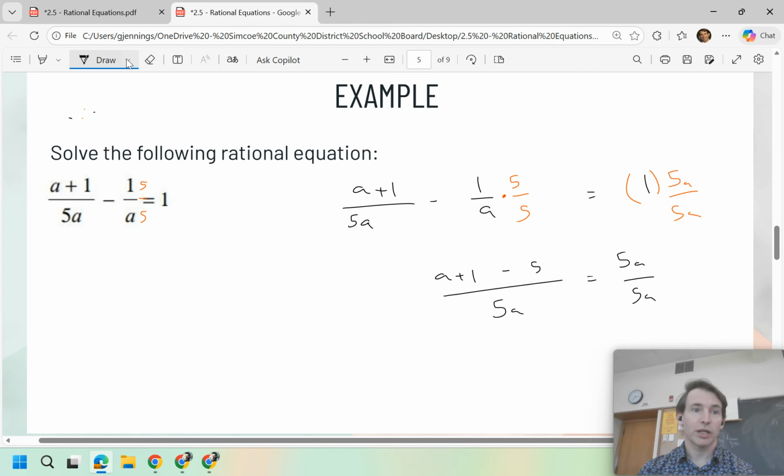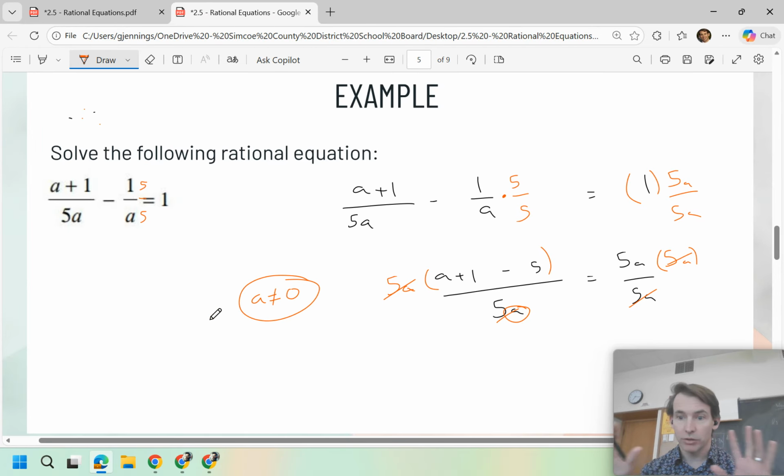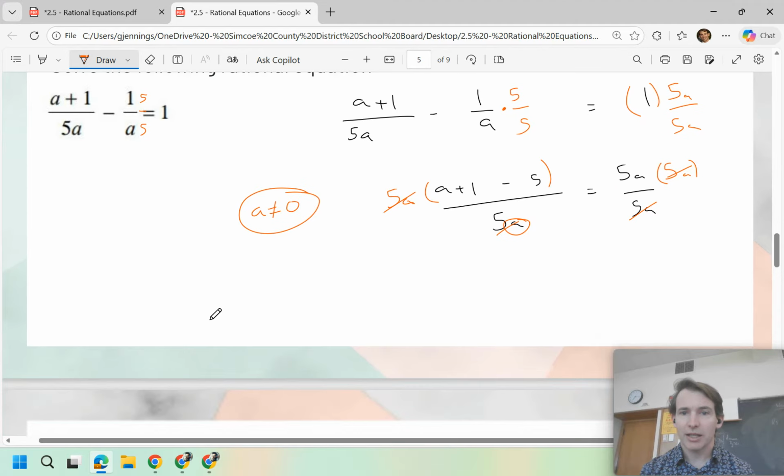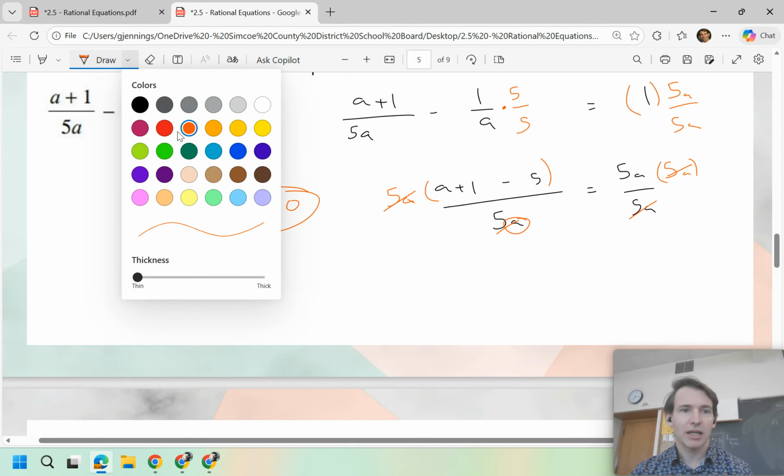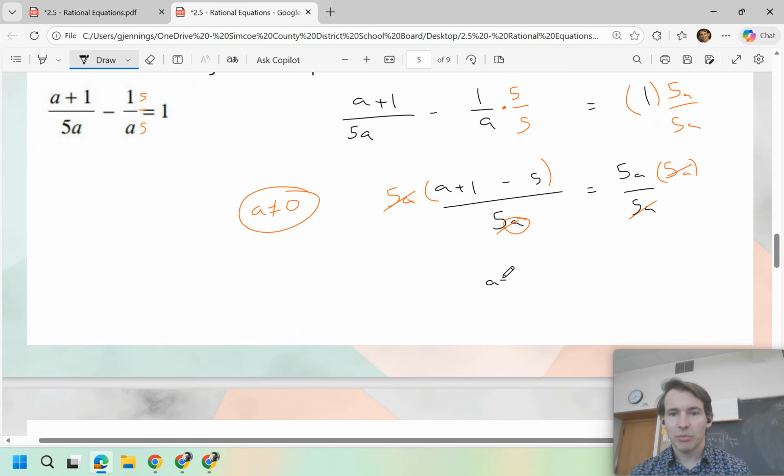Now I can do this cool thing: I can multiply both sides by 5a. Do I get 25a squared there? No. This cancels that, and this cancels that. But when I'm canceling away this a, I need to remember that denominators cannot be 0, so a cannot be equal to 0. No sure restrictions. That gives us the next line: a plus 1 minus 5 is equal to 5a.